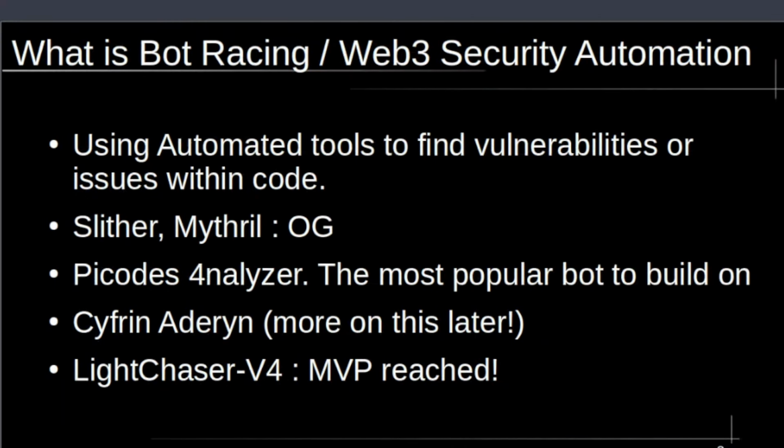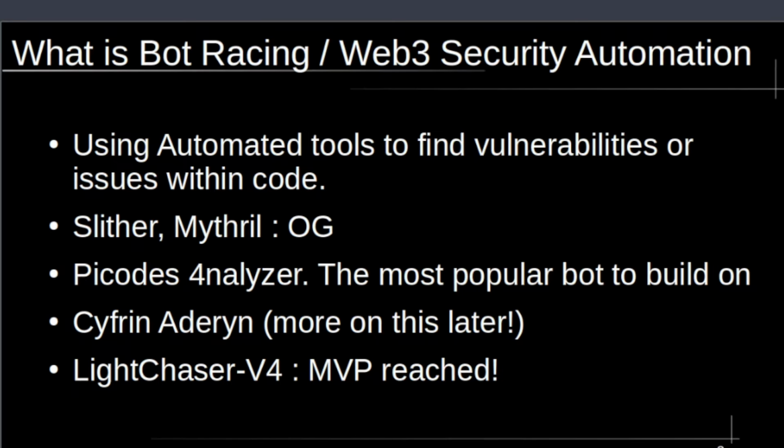Okay, so a quick overview of what is bot racing slash Web3 security automation. Web3 security automation is essentially using automated tools to find vulnerabilities within code. This could obviously be Solidity. It could also be Rust if you have a Rust-based bot.